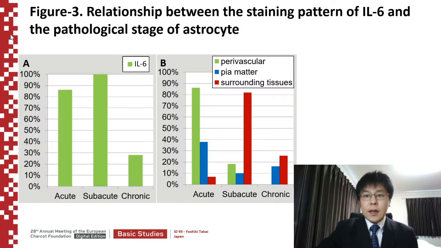This graph shows the relationship between the staining pattern of IL-6 and the pathological stage of astrocytes. IL-6 was observed frequently in acute and subacute lesions, but less in chronic lesions. Interestingly, IL-6 was predominantly deposited at the perivascular area in acute lesions, while in the subacute and chronic lesions, it was mainly detected in the surrounding tissue of astrocytopathic lesions.